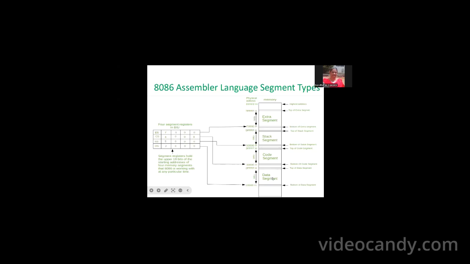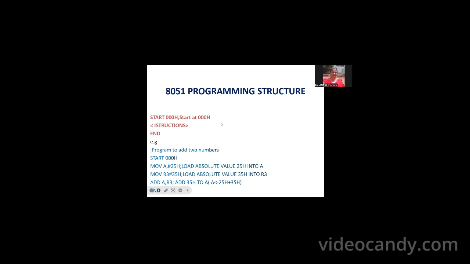So here we have the data segment. The data segment starts from this particular address to this address. So this is the range of the memory location where the code segment is stored. So this is the bottom of the stack segment. This is the top of the stack segment. Similarly, this is the bottom of the extra segment. This is the top of the extra segment. And this is the highest physical address of the segments.